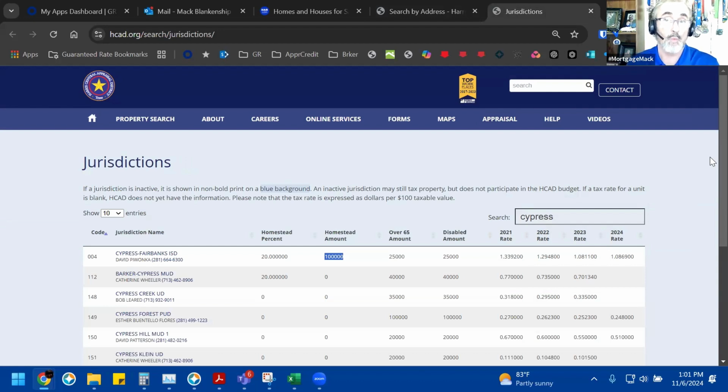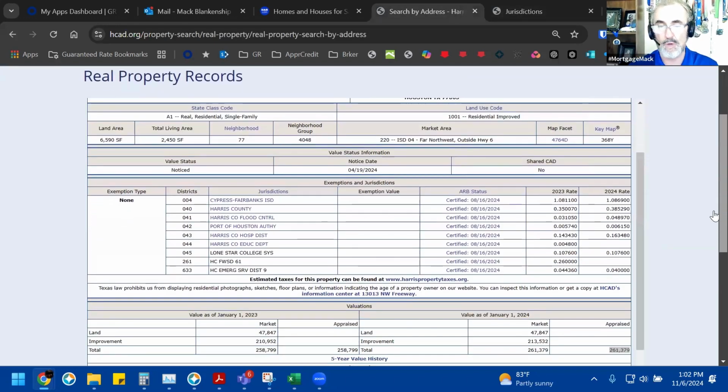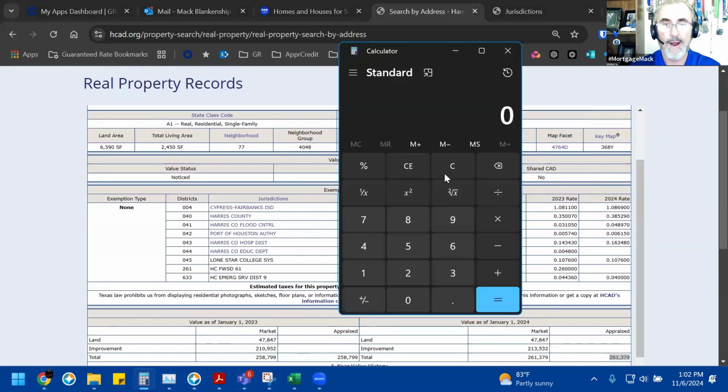So we're buying into Cypress Fairbanks School District, and hey, they give 20% off plus 100,000. And Spring Branch, I believe, does the same thing, and I know HISD does too. So buying in those school districts is going to give you an extra 20% off for the taxes. So let's take a deep dive in this and let's calculate this. Give me one second. Let me pull up my calculator.